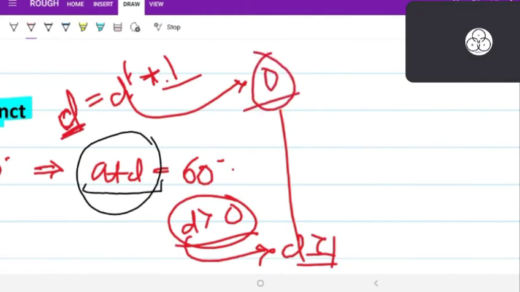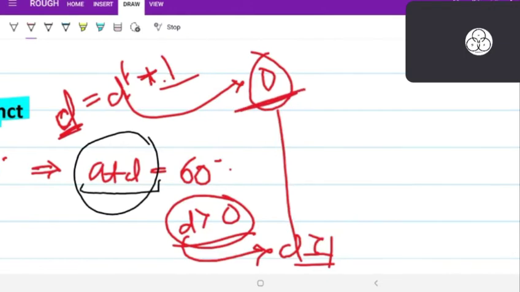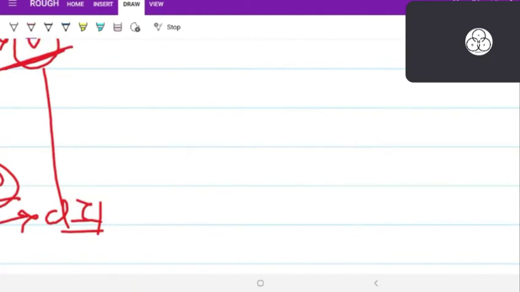Now, since the range of d dash starts from 0, we can apply Beggar's method or stars and bars method. The name is different, the thing is same. a plus d dash equals 59.